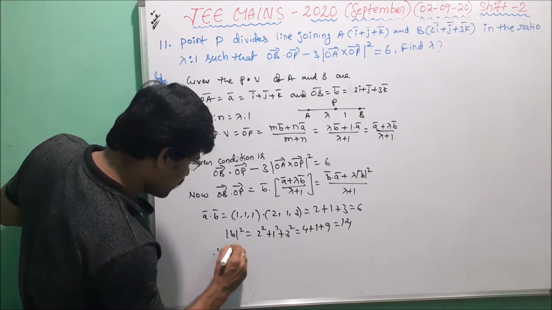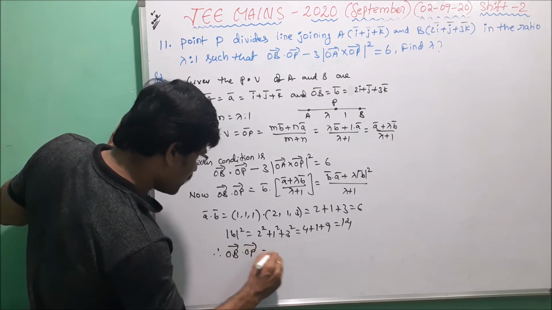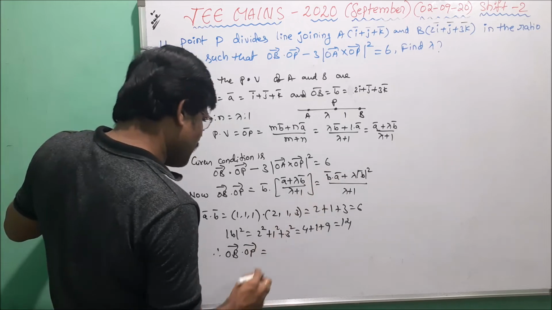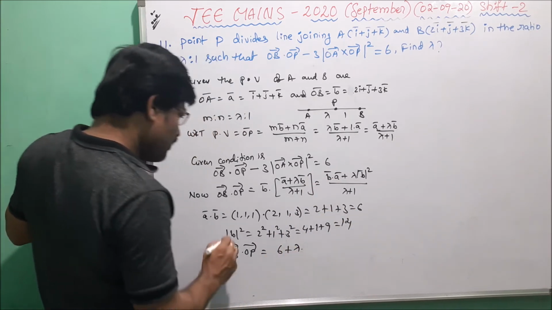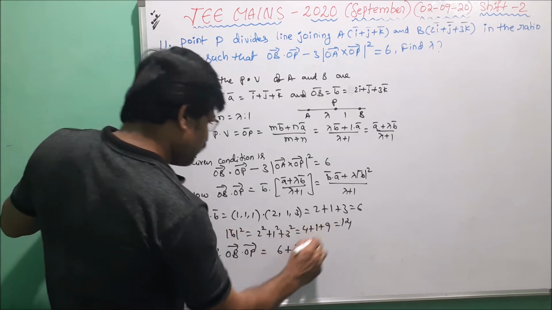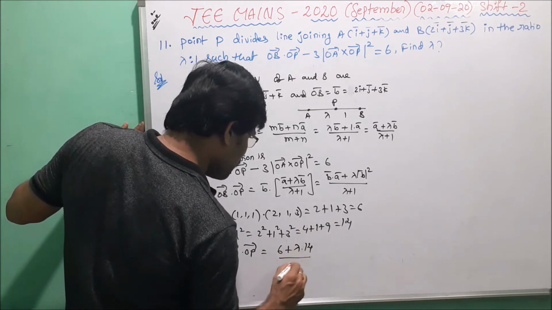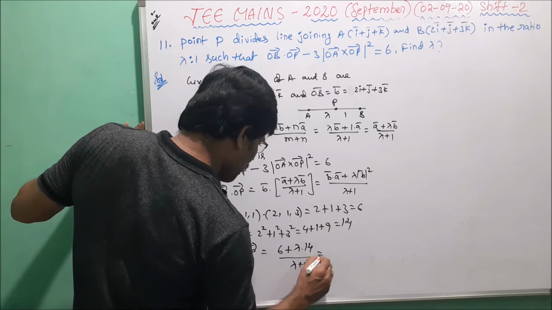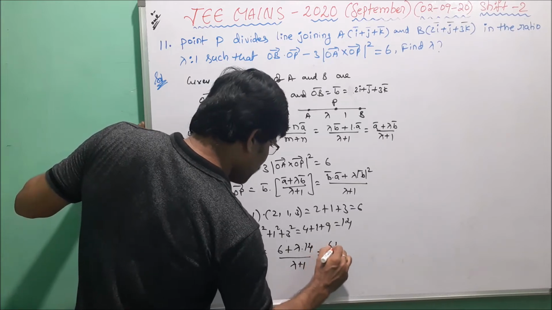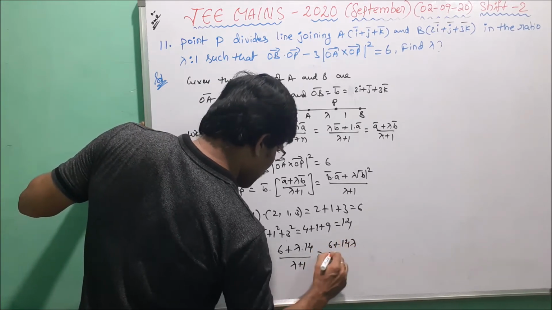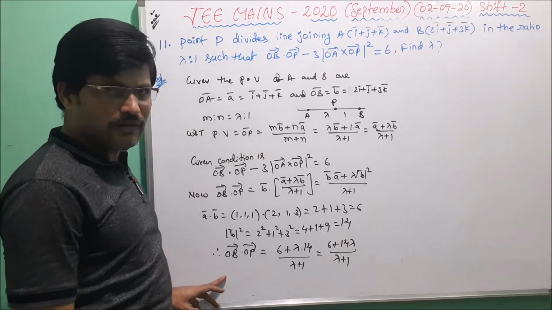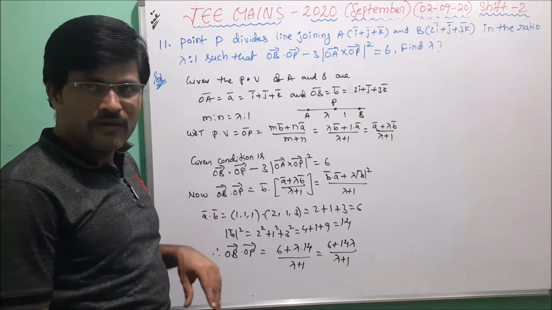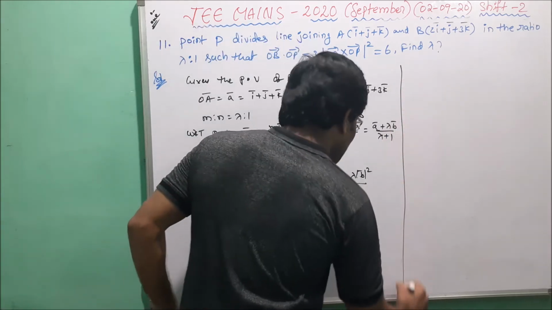Now substitute these values in the dot product. Therefore, OB bar dot OP bar equals B bar dot A bar, that is 6, plus lambda into mod B bar square, that value is 14, by lambda plus 1. Now we write 6 plus 14 lambda by lambda plus 1. This is the dot product, the first term. And we calculate the second value.